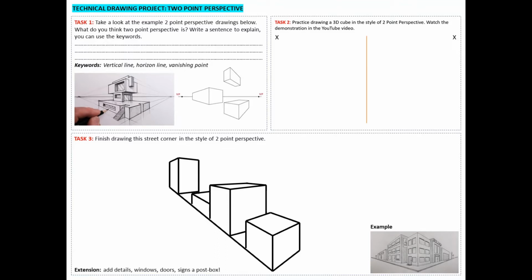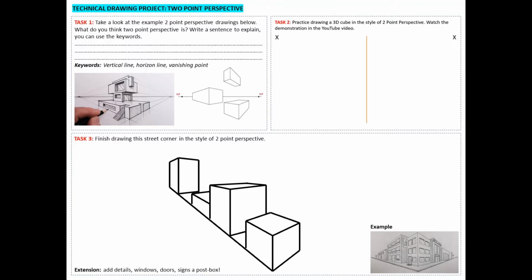So for this task, I want you to take a look at those example drawings, think about my explanation that I've just given, and I want you to write a sentence explaining what 2-point perspective drawing is. And you can use those keywords just to help you. So vertical line, horizon line, and vanishing point. It doesn't have to be lots of text, just a sentence is fine.